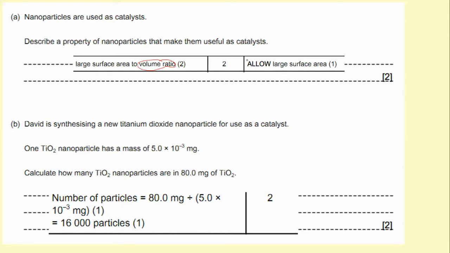So for this calculation here, it tells us that one titanium oxide nanoparticle has a mass of 5 times 10 to the minus 3. It tells us the total mass is there, so our number of particles is going to be the total mass over the mass of one particle, which is going to be our 80 divided by 5 times 10 to the minus 3. And they're both in milligrams, so we don't need to worry about that. And when you do that, it comes out as 16,000 particles.